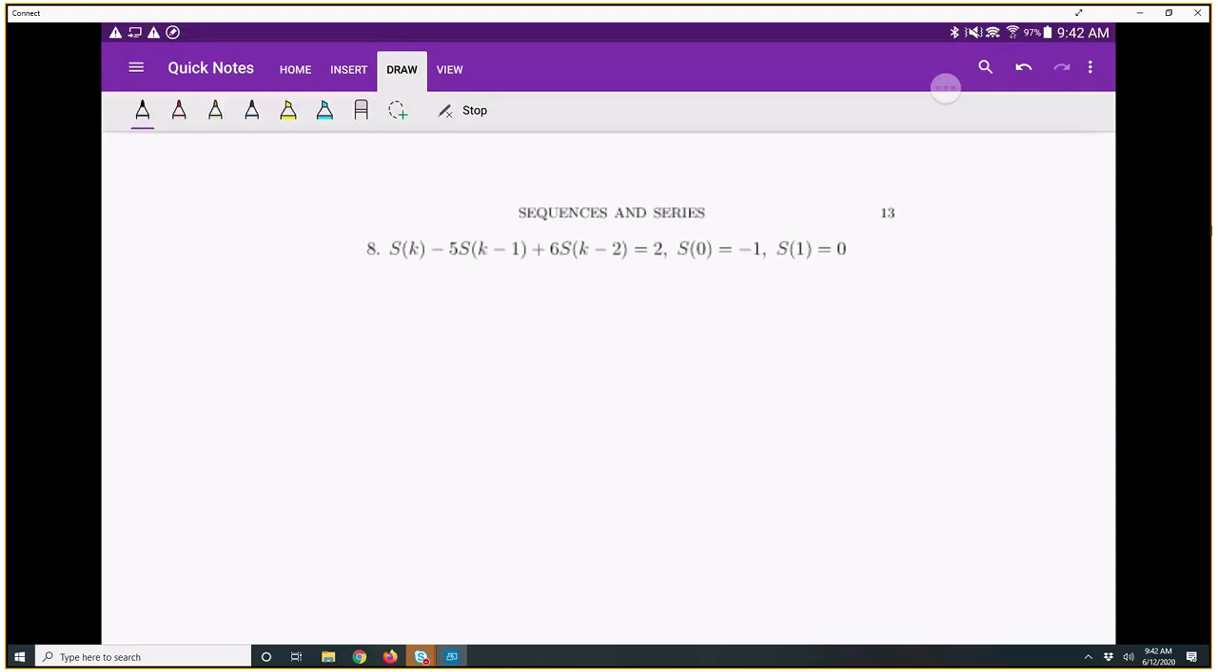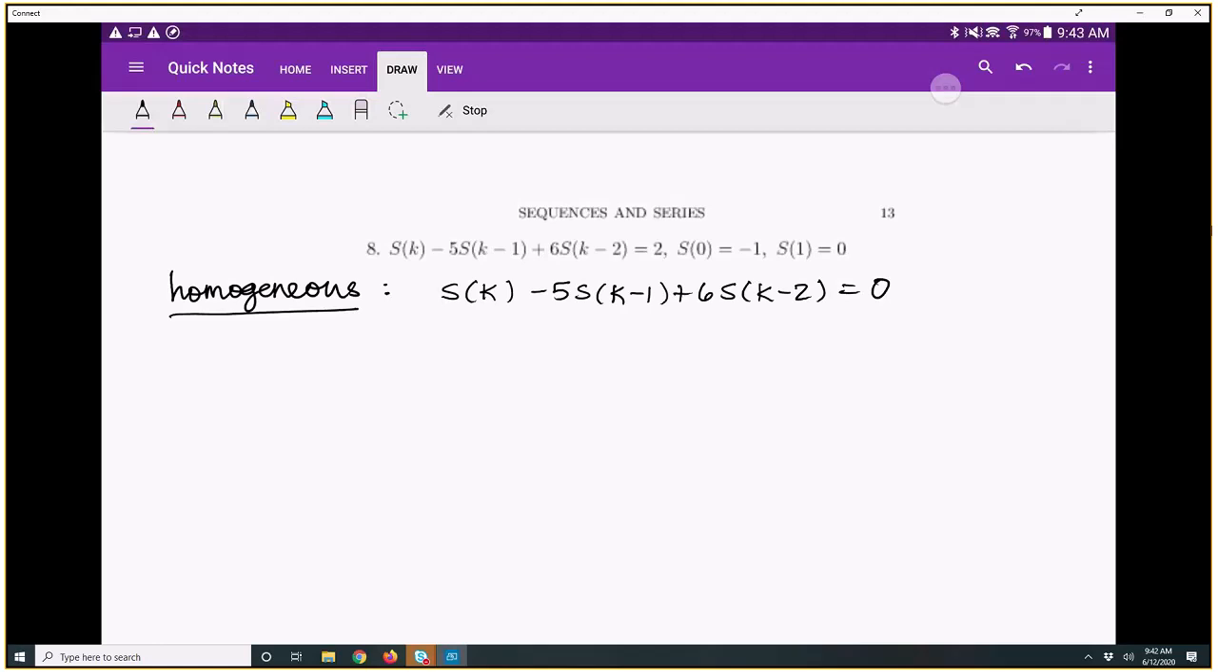So the first step is to examine the homogeneous recurrence relation that accompanies it. So the homogeneous recurrence relation would be s of k minus 5 s of k minus 1 plus 6 s of k minus 2 equal to 0, rather. I'll replace that 2 by 0.